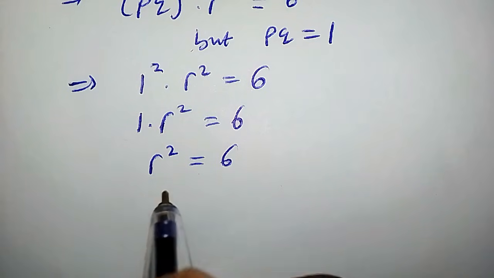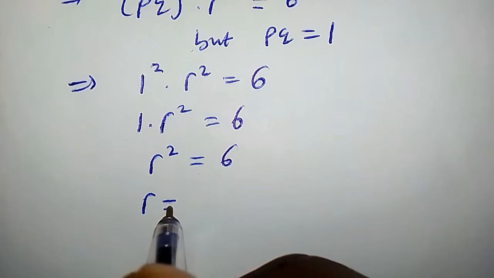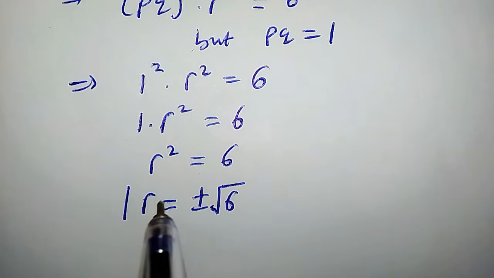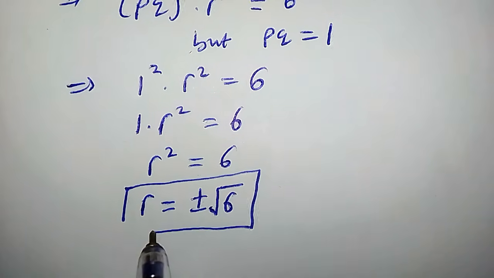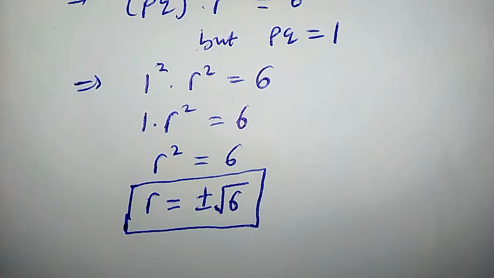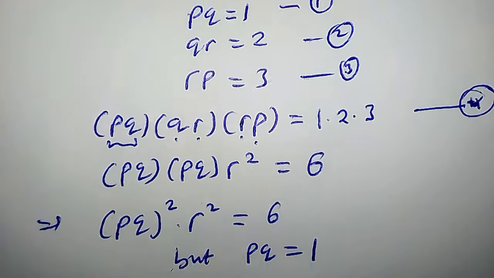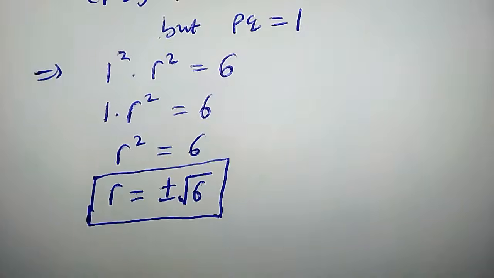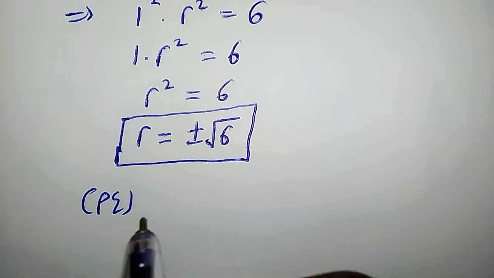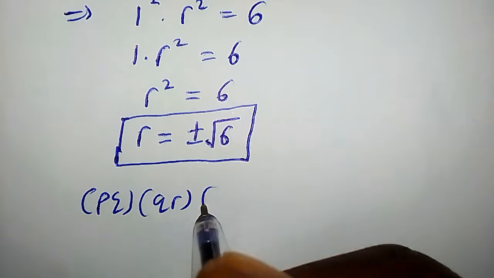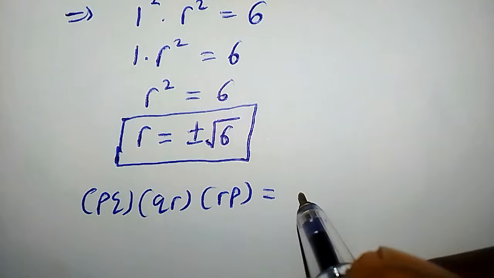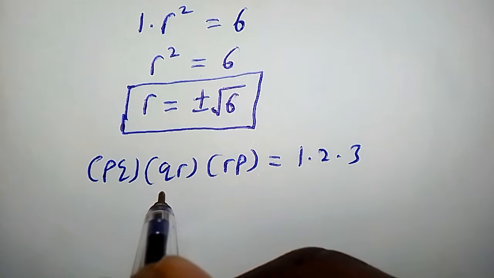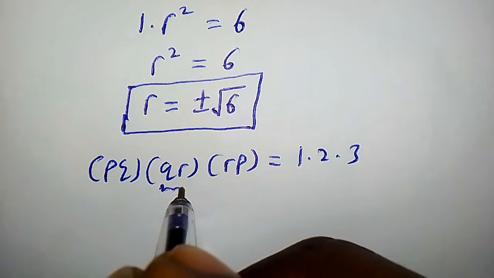Now, if we take the square root of both sides, we simply have R equals plus or minus square root of 6. This is the value of R. Take note of it. Now, back to equation star. This equation, PQ times QR times RP equal to 1 times 2 times 3. This is equation star.